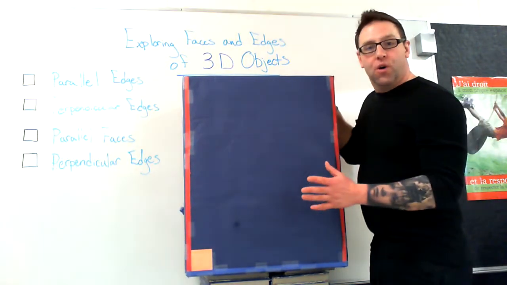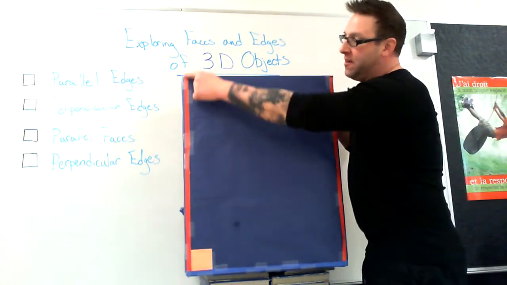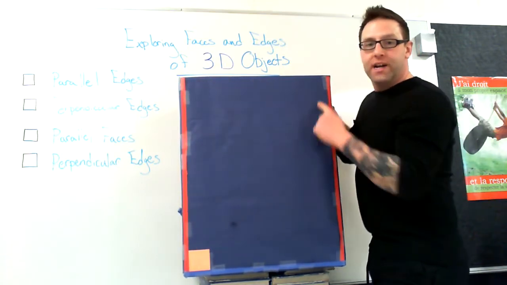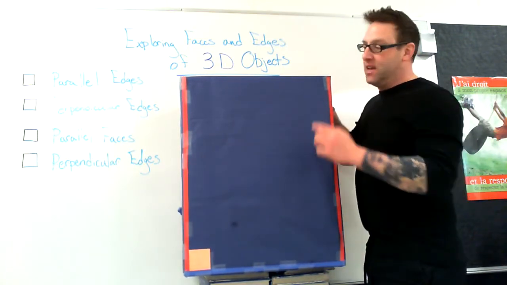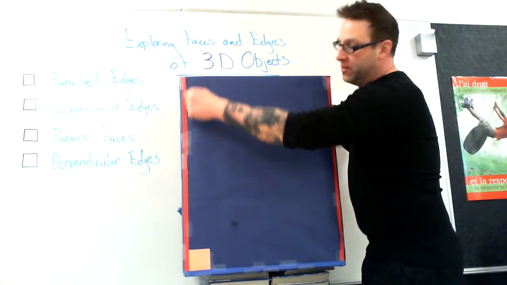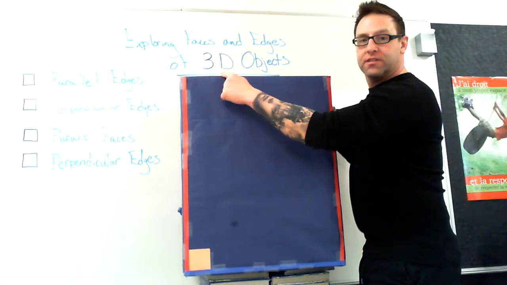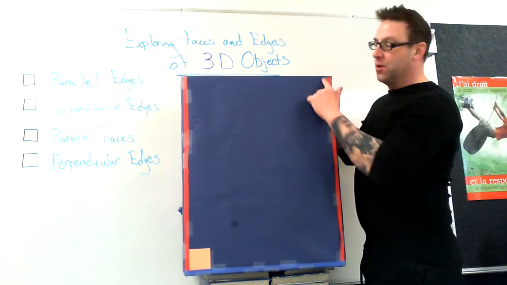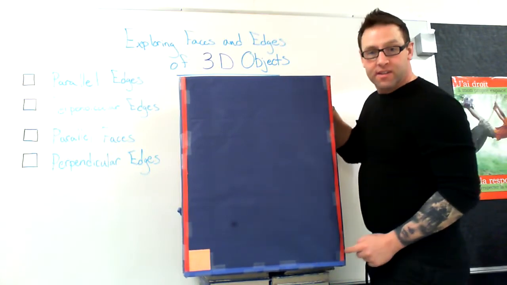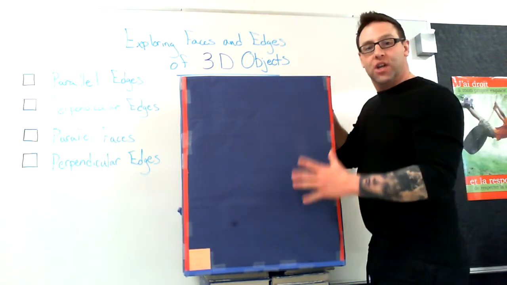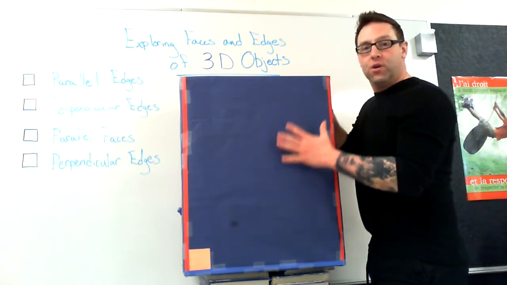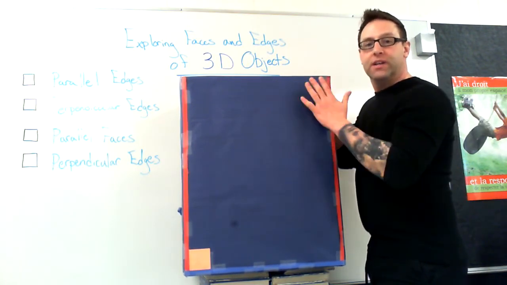We also know that if we have a rectangular shape, we've got four right angles. So that means that all of these edges are perpendicular. This edge is perpendicular to this edge. This edge is perpendicular to this edge. This edge is perpendicular to this edge. So on this face of this object, we've got four different perpendicular intersections.